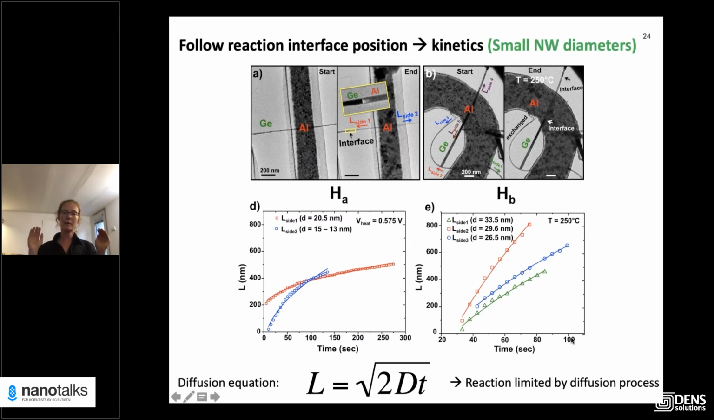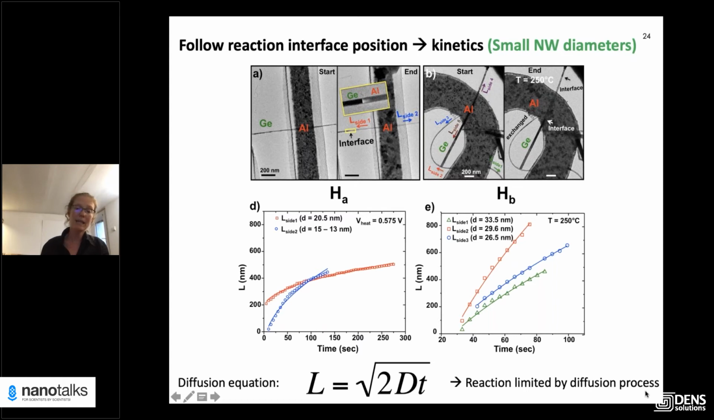These curves always show this kind of parabolic behavior, and we could fit them very well with this relation. That's a classic diffusion equation, where the length the interface has traveled can be related to the square root of the diffusion constant and time. And this indicates that the reaction is limited by the diffusion process.